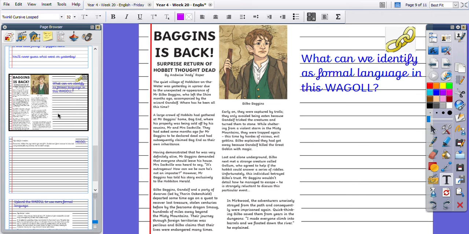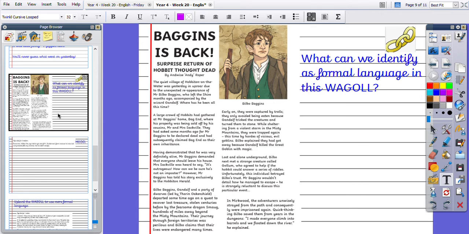The quiet village of Hobbiton on the Water was yesterday in uproar due to the unexpected reappearance of Mr. Bilbo Baggins, who left the Shire months ago, accompanied by the wizard Gandalf. Where has he been all this time? A large crowd of hobbits had gathered at Mr.